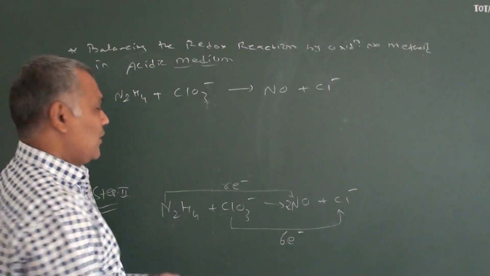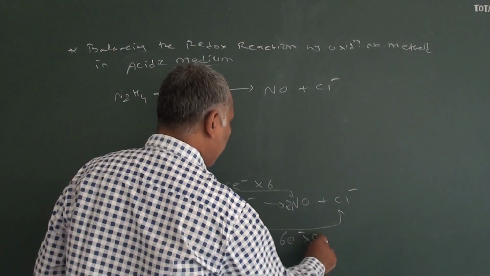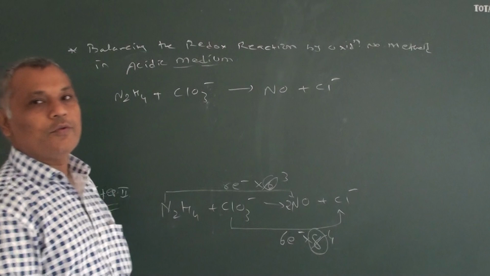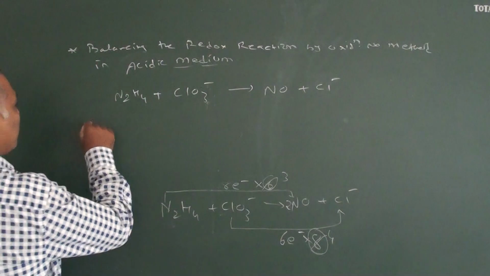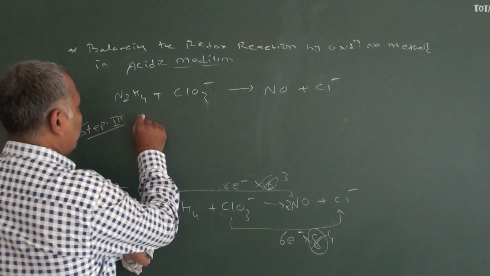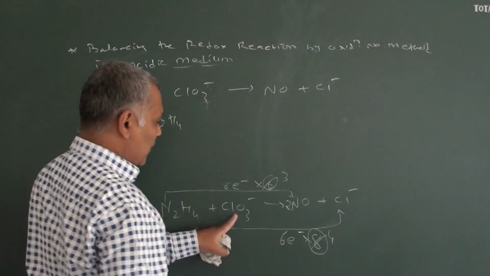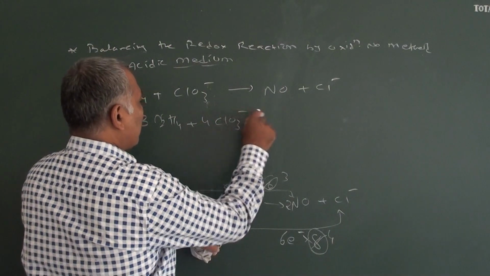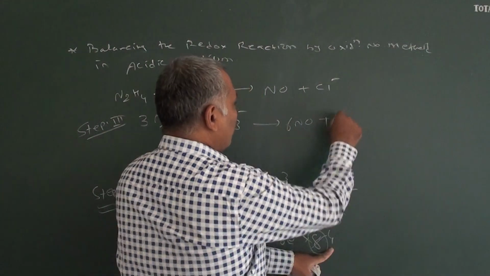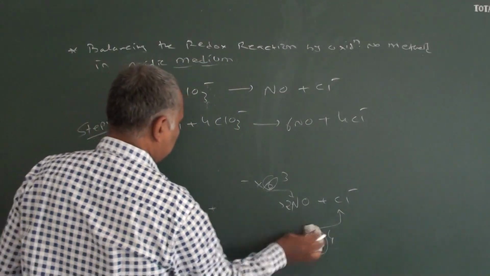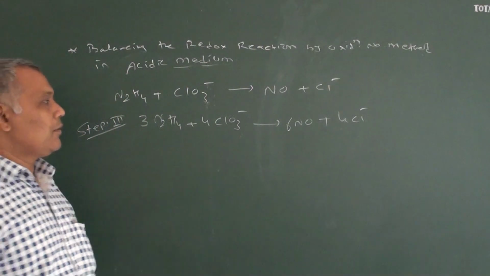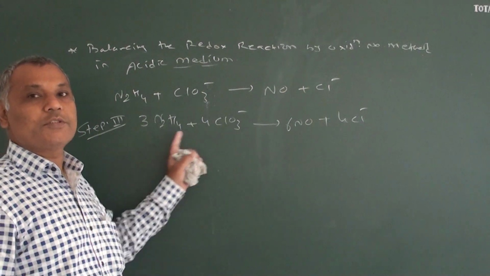Okay. Step 3, I want to balance the reaction. How am I going to balance it? This one multiplied by 6, that one multiplied by 8. 2 is common, so in place of that I am putting 3 and 4. That is the common number that I have simply removed. So step 3, we will have 3N2H4 plus 4 ClO3 minus giving, here 3 twos are 6, 6NO plus 4 Cl minus. Okay, so we got it after cross multiplication that the electrons are balanced.